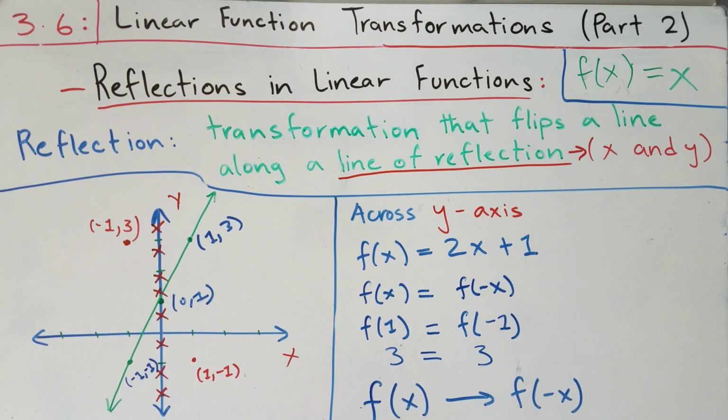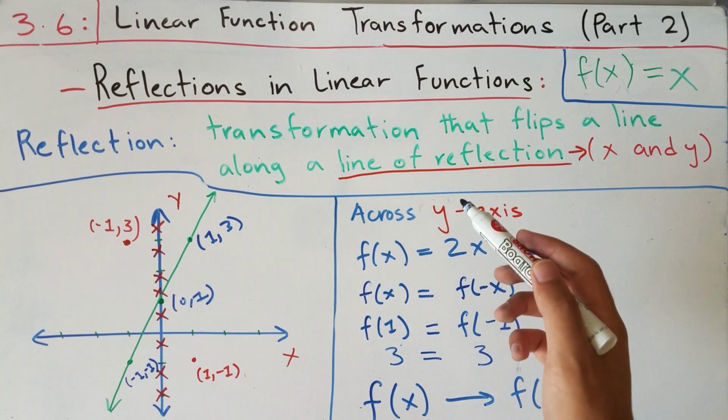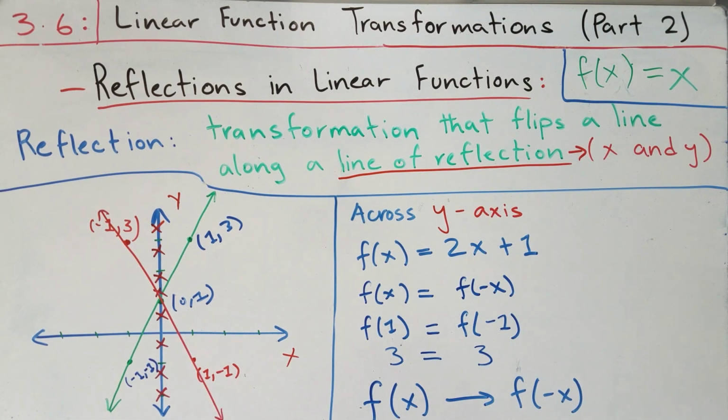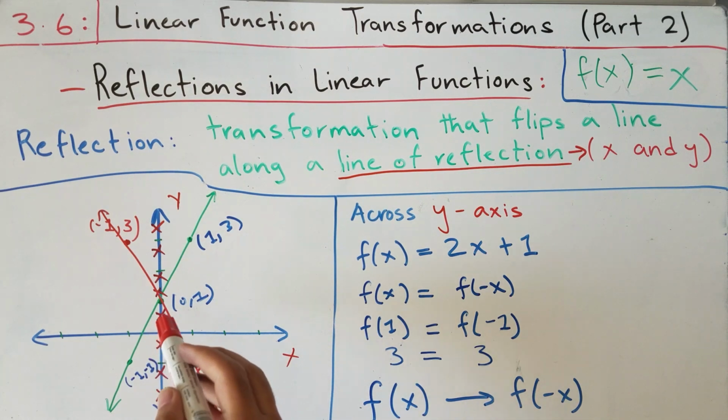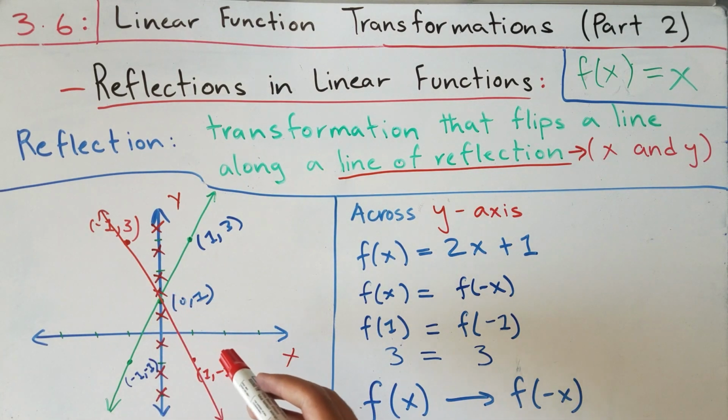So unlike the previous example, our function this time would be f of x turning into f of -x as we reflect it across the y-axis. And if you connect the dots for the reflected line in red, you can see that your y-intercept is still the same. However, your x-intercept is not the same anymore.